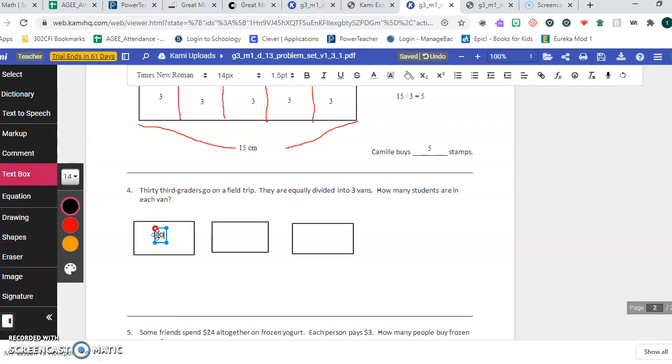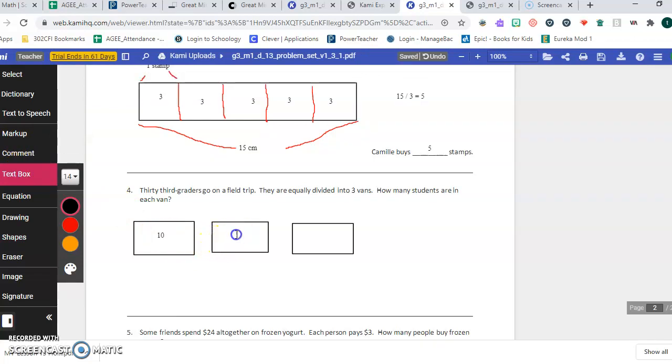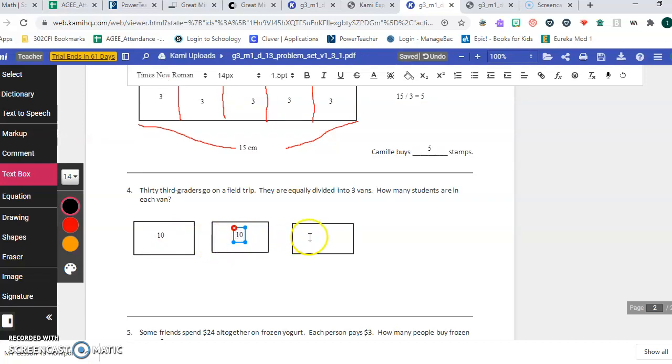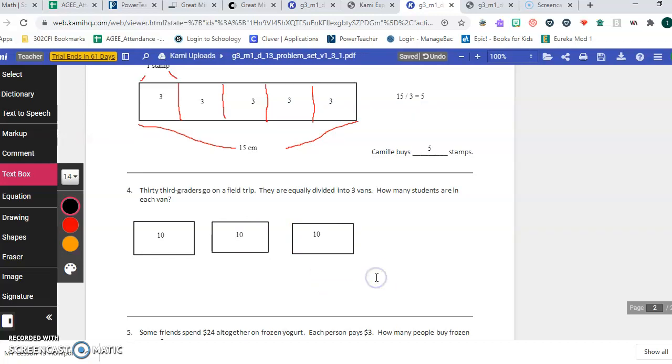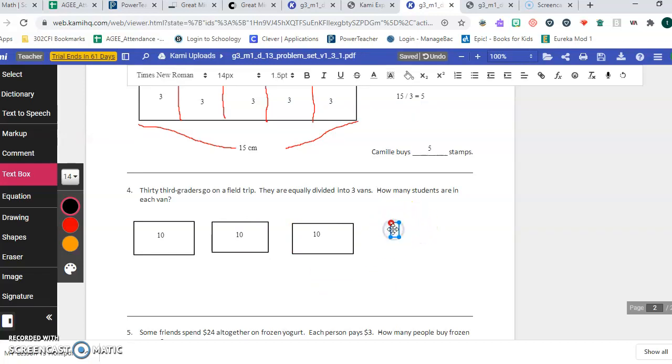I know that there's going to be 10 in this van, and there's going to be 10 in this van, and to get me to 30, I need 3 10s. So there's going to be another 10 here. And so when I do 30, I start with 30 total students. I divide by 3 vans. That's the number of groups. I end up with 10 items per group. In this case, the items per group is the number of students. Okay, and so I got to answer. There are 10 students in each van.